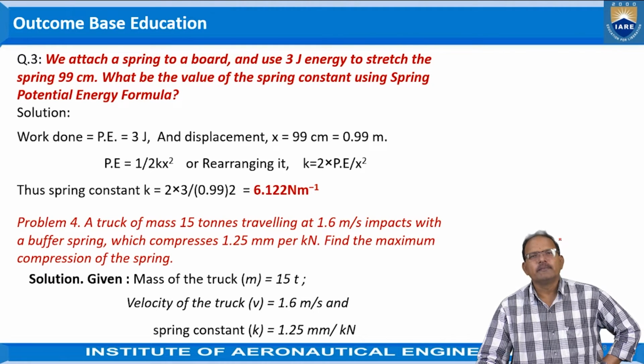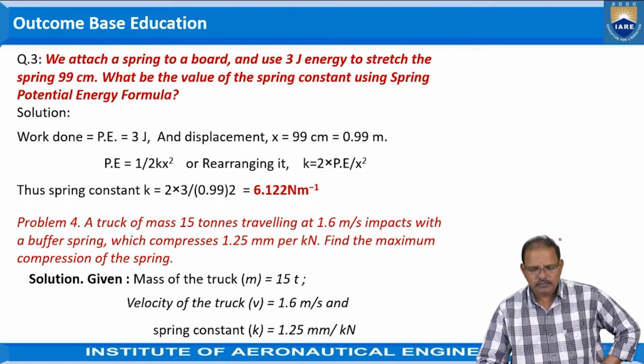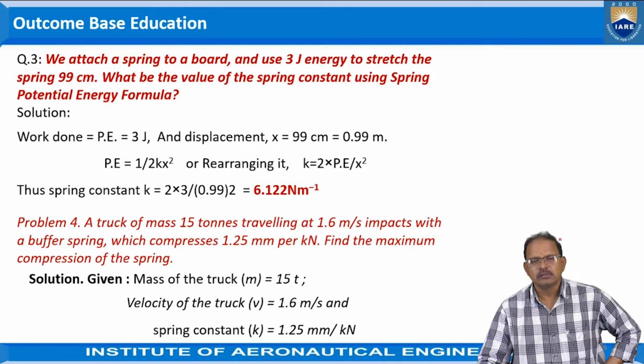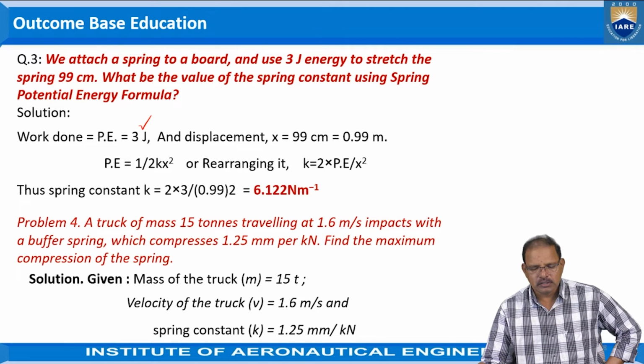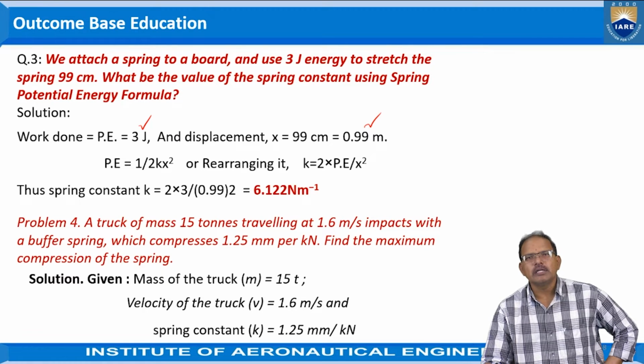We attached one more problem. We attached a spring to a board and use 3 joules of energy to stretch the spring 99 centimeters. What will be the value of the spring constant using the spring potential energy formula? The energy stored within the spring is given as 3 joules. The displacement is given as 99 centimeters, which is equal to 0.99 meters. The potential energy is given by the equation 1 by 2 kx square.